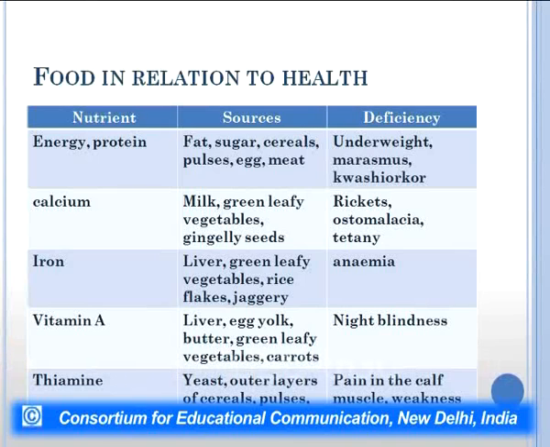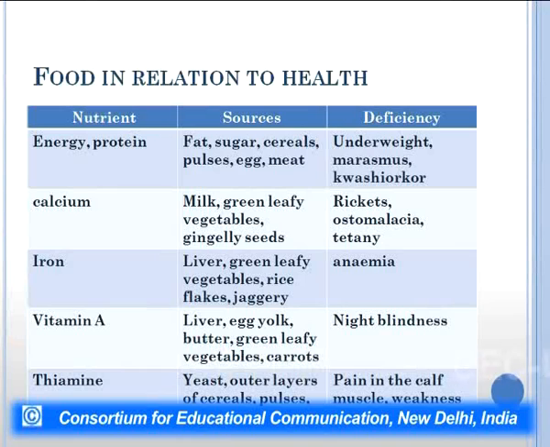Next is calcium, present in milk, green leafy vegetables, gingerly seeds, or you can say til. Its deficiency leads to rickets. Rickets is the deficiency in the bones, osteomalacia and tetany. So, these all are related to bone. Then the third one is iron. Sources are liver, green leafy vegetables, rice flakes, chivada, and jaggery or gud. The deficiency may lead to anemia, that is less hemoglobin in the blood.